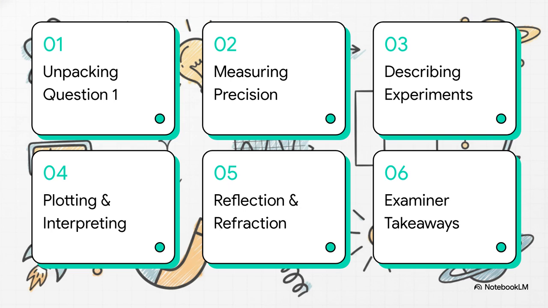So here's our game plan. First, we'll unpack what question 1 is all about. Then we'll tackle each little bit, one by one. We'll start with precision, then hit that big 6 marker on the experiment itself, move on to handling data, and then finish up with some core physics on light. And at the very end, we'll wrap it all up with the key things you absolutely need to remember.